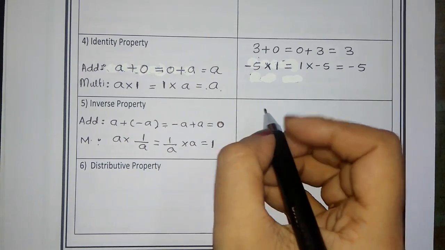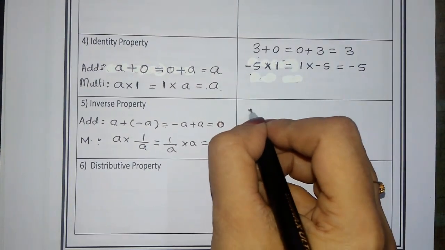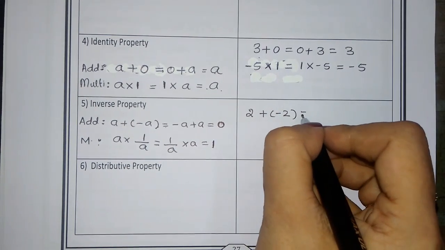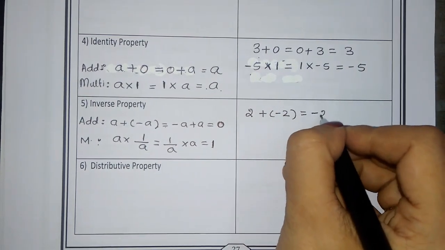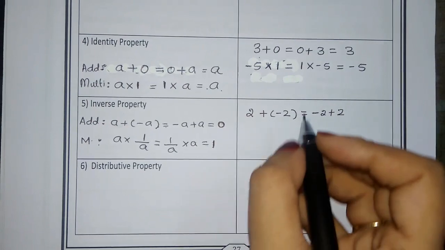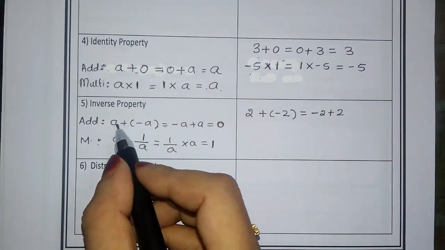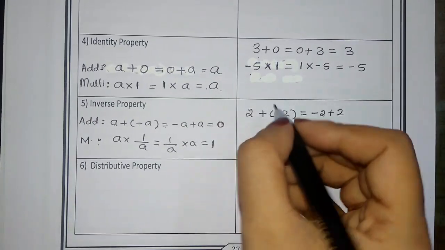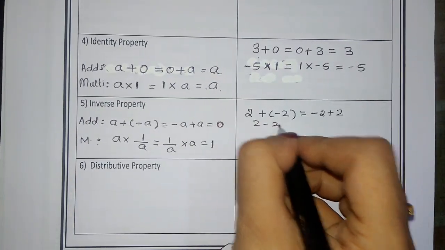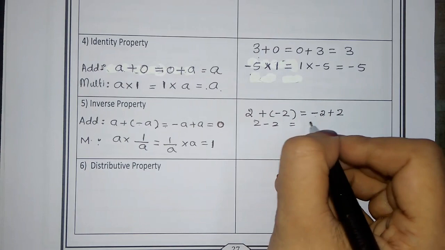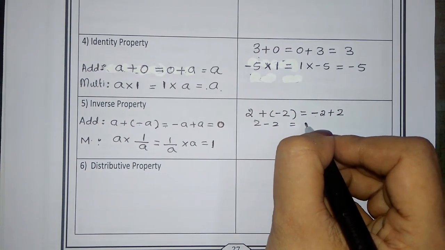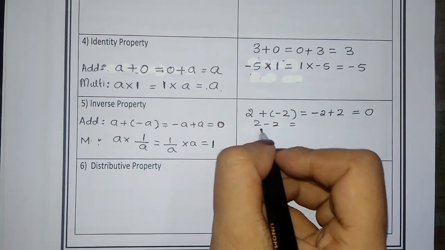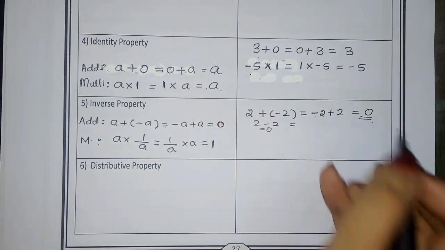Let us take some number. For example, I'll take 2. 2 plus of minus 2 is equal to minus 2 plus of 2. See here what I have done: 2 plus minus 2 and minus 2 plus 2. So 2 minus 2 is 0 and minus 2 plus 2 is also 0. So the answer is 0 only.